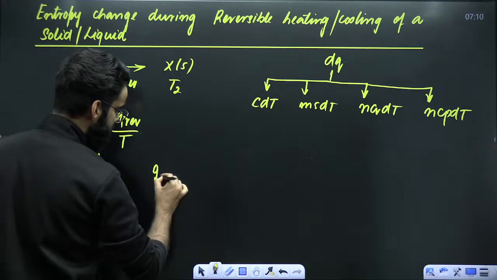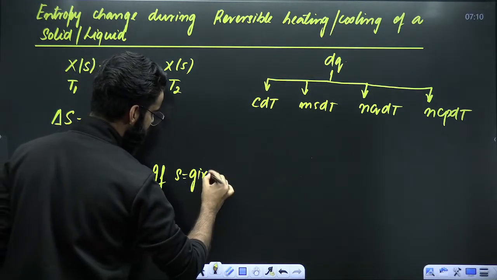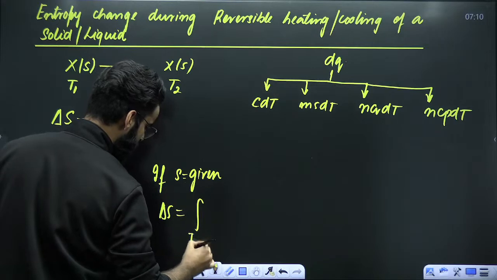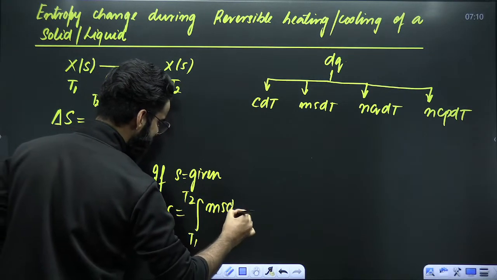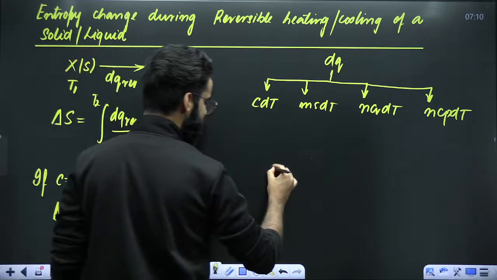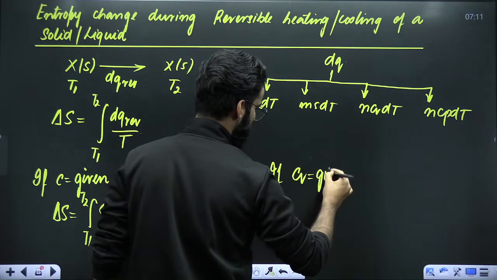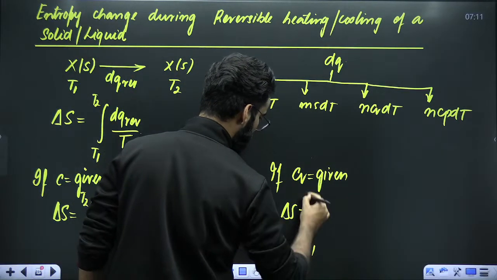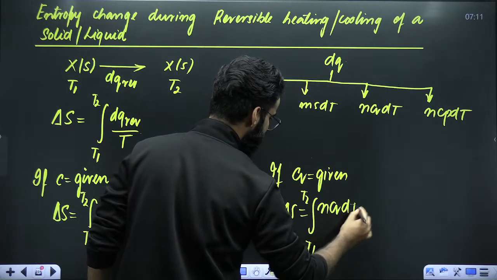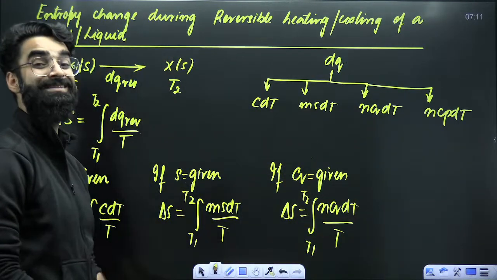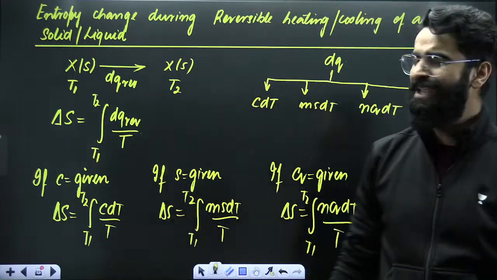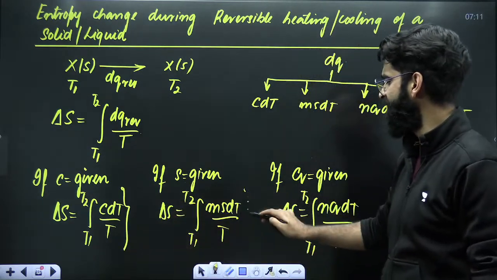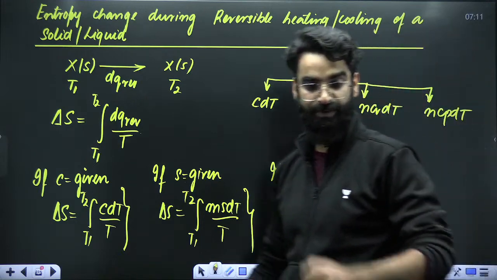By chance, if specific heat capacity of the solid is given, whose temperature you are changing from T1 to T2, then delta S has to be equal to integral T1 to T2 of m s dT divided by T. Similarly, if molar heat capacity at constant volume is given, then delta S is integral T1 to T2 of n Cv dT divided by T. Similarly, delta S is n Cp dT divided by T. So depending on the parameters given to us, if C is given, use this result. If s is given, use this result. If Cv is given, use this result.